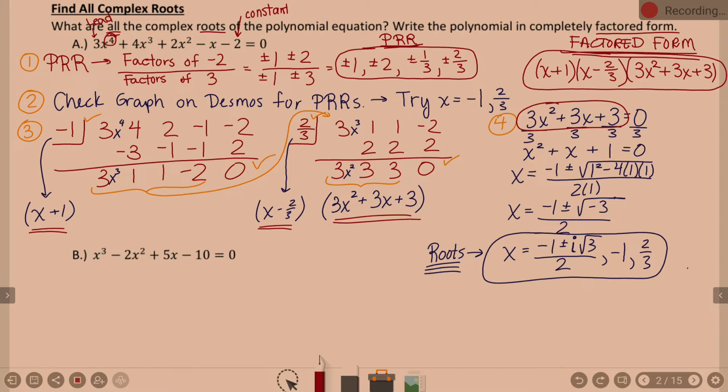You're either going to be asked in homework for a factored form like this, or roots, as in zeros, or solutions. So I don't think they would ask you to put both of these forms. They're going to ask for one form or the other, okay? So we're ready to try B.